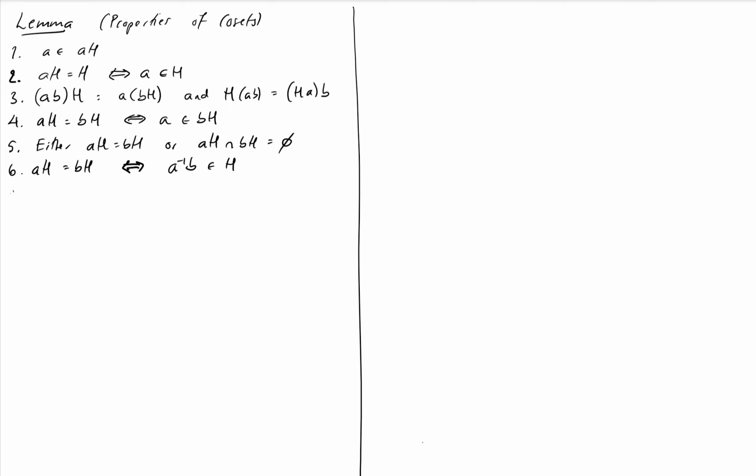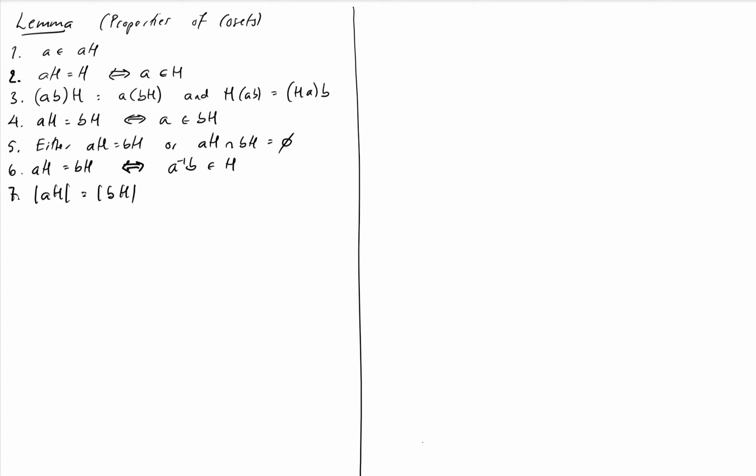Okay, so two more. This one says that the size of any two cosets are the same. Notice all of our cosets came out to be the same size. This is something we can actually prove. The size of AH is equal to the size of BH automatically.